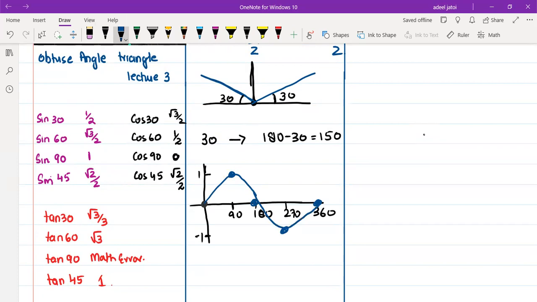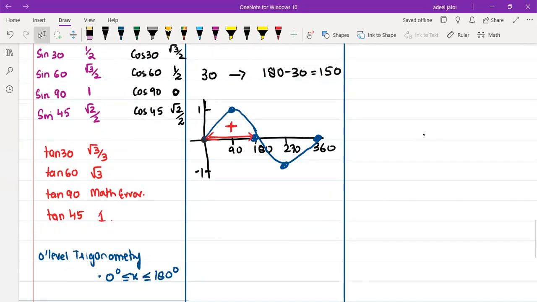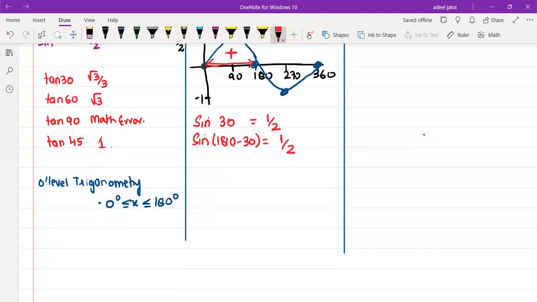So you need to handle till what? You need to handle till 180. And if you see in sine graph till 180, all the angles are positive. That is the only reason that sine 30 is equal to half and sine 180 minus 30 will also be half. And what does this mean?